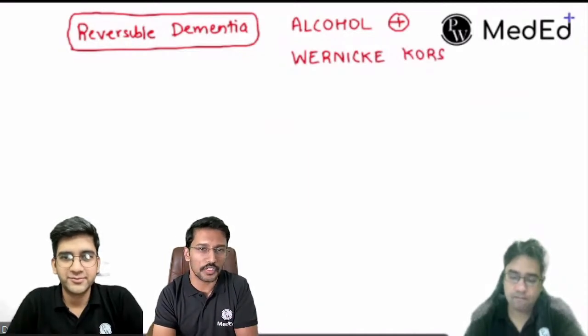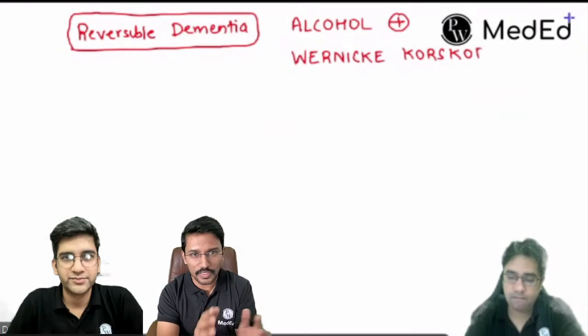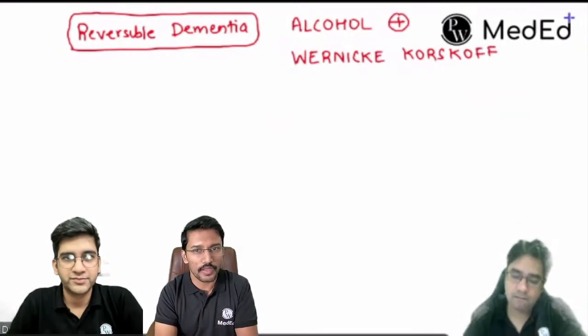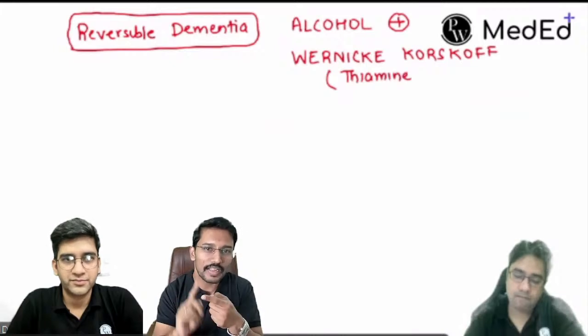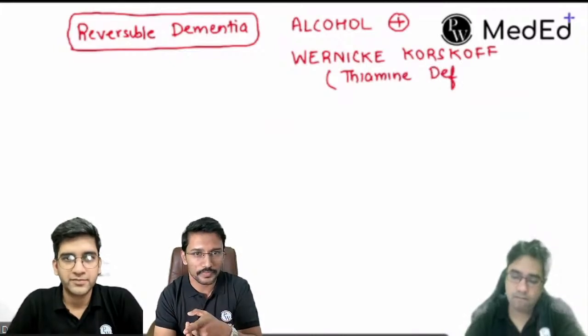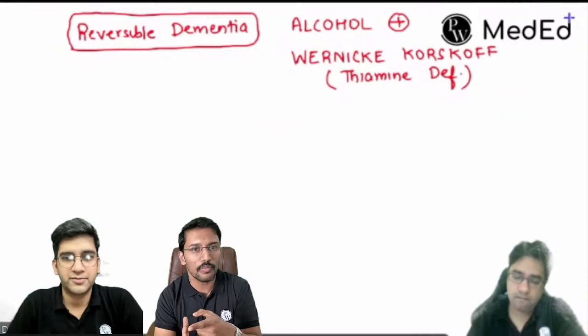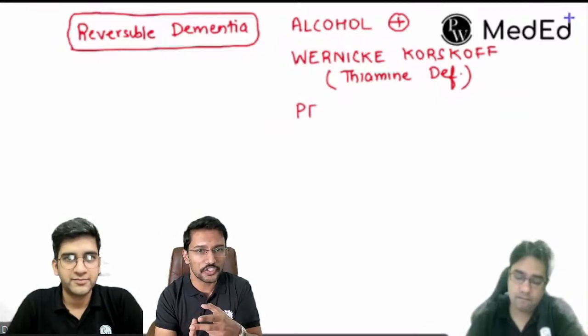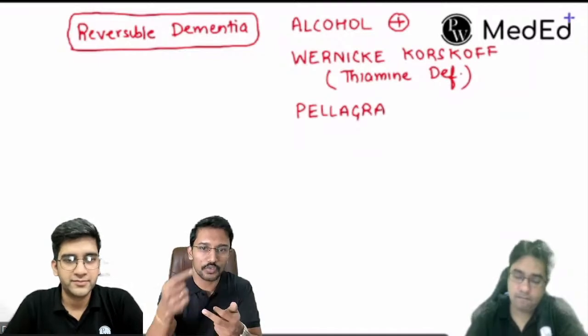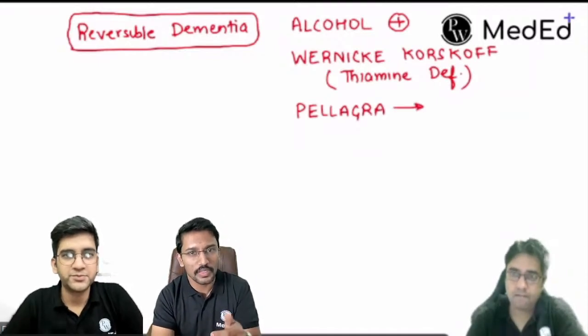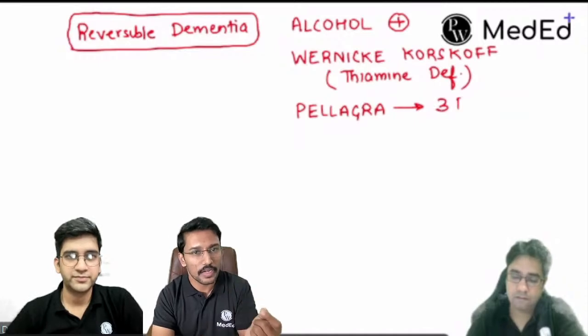Let me tell you about one more condition. I'll give you a clue. So this is again a nutritional deficiency, where you remember the disorder with the 3Ds, and one of the 3Ds is dementia. So what am I talking about? Right, I'm talking about pellagra: diarrhea, dementia, right? And pellagra is due to niacin deficiency. So niacin deficiency is one more cause for dementia, which is reversible.